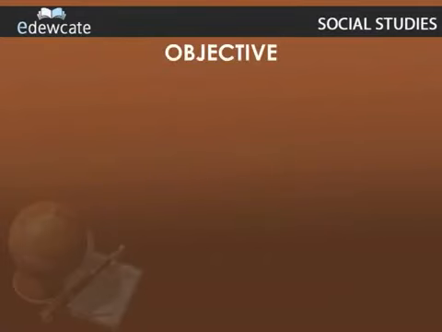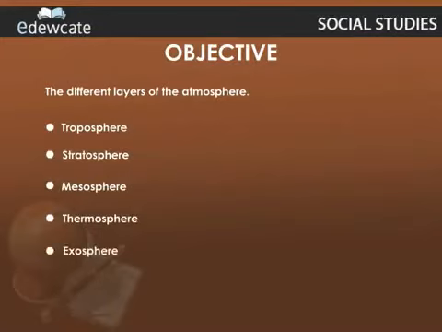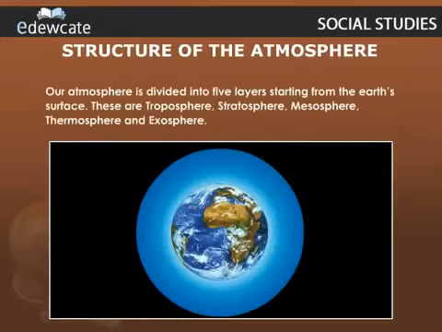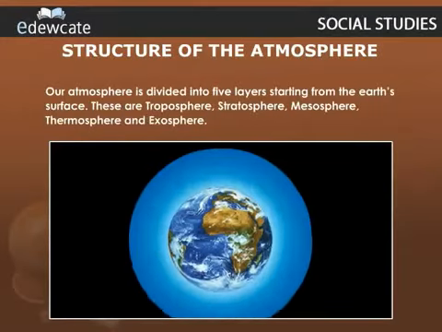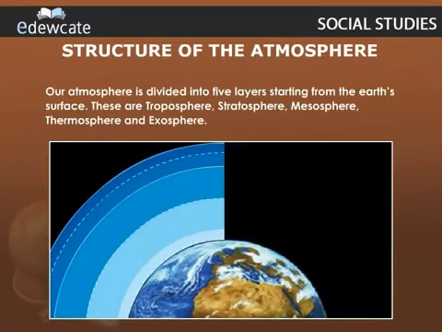The objective of this video is to learn about the different layers of the atmosphere: troposphere, stratosphere, mesosphere, thermosphere, and exosphere. Our atmosphere is divided into 5 layers starting from the Earth's surface. These are troposphere, stratosphere, mesosphere, thermosphere, and exosphere.